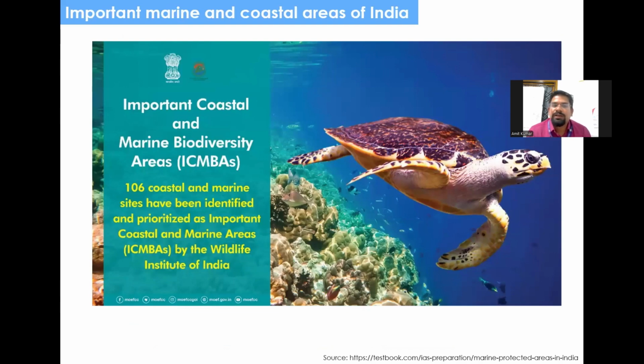Besides, we also have important coastal and marine biodiversity areas designated or prioritized by the Wildlife Institute of India. That is close to 106 coastal and marine sites. If you're interested, you can see more information in the INVIS database, where the names of all those 106 coastal and marine sites of biodiversity importance are listed.